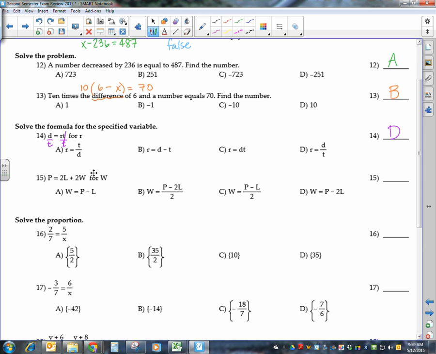Number 15. P equals 2L plus 2W. If I'm solving for W, trying to get W by itself, I have to get that to the other side, okay? Because I have to get rid of it. I'm trying to get this by itself. So I start off with P minus 2L is equal to 2W. And then I have to get rid of that 2. So I end up with P minus 2L over 2, which is the answer of B.